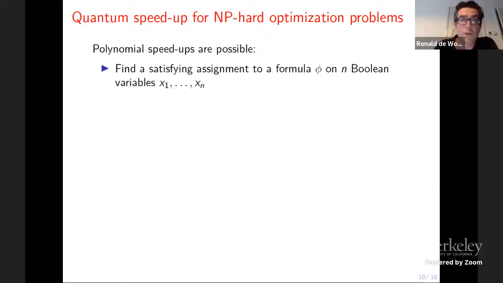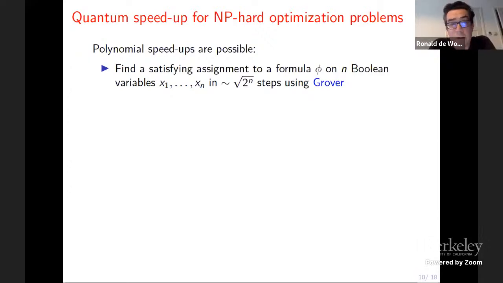The canonical one is you can speed up the satisfiability problem. Suppose I give you a Boolean formula that has n Boolean variables, x1 up to xn. You can think of this just as a search space of size 2 to the n. Every truth assignment is a string of n bits. If you want to see if there exists a satisfying assignment to your formula phi, one thing you could do is just brute force search over all the truth assignments. And of course, you can speed this up using Grover. I don't think I'm saying anything very surprising here. And this is the best that we know for things like satisfiability.